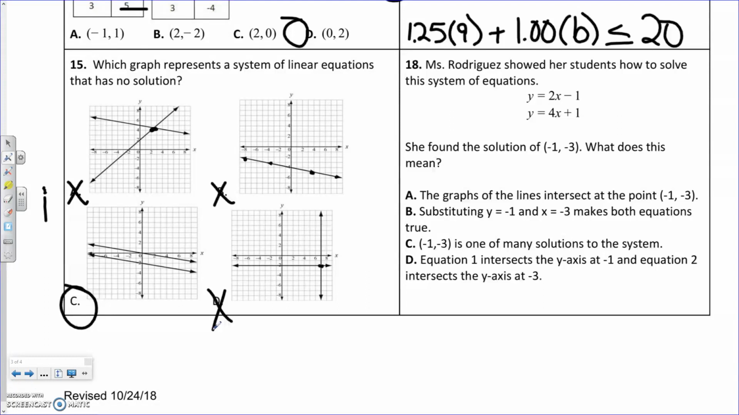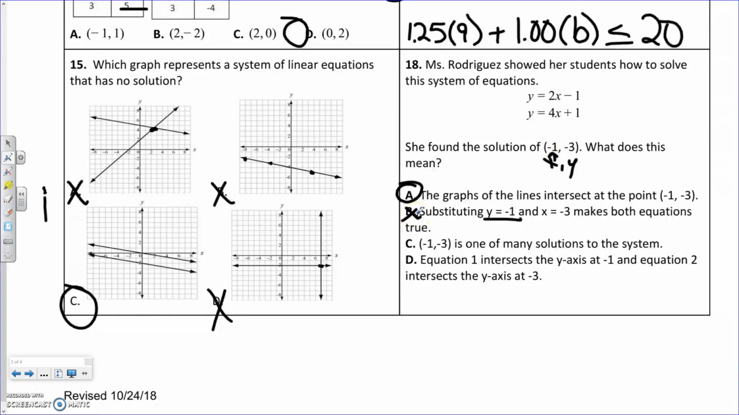Number 18, Ms. Rodriguez shows her students how to solve the following system, and then she found the solution to be -1, -3. What does this mean? Well, -1, -3 means that is the solution, so that's where the two lines intersect. That's easy. Piece of cake. Notice, why is -1? No, that doesn't work because x, comma y, right? So x is actually -1. That's why B doesn't work for us there.